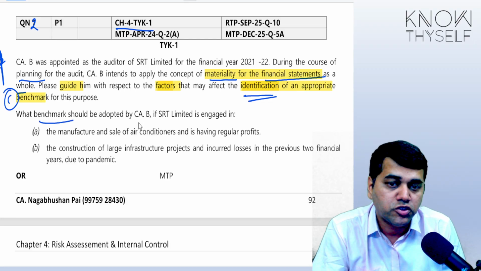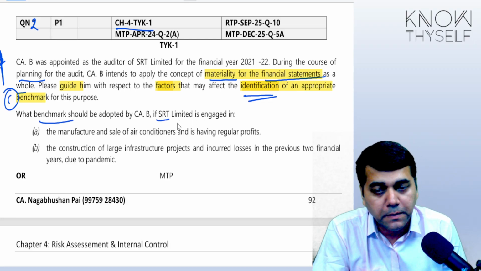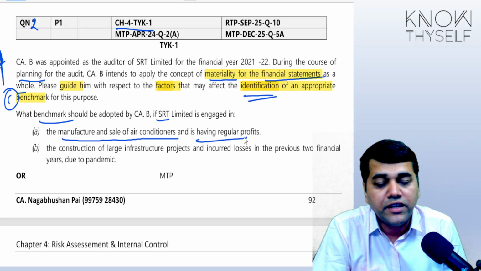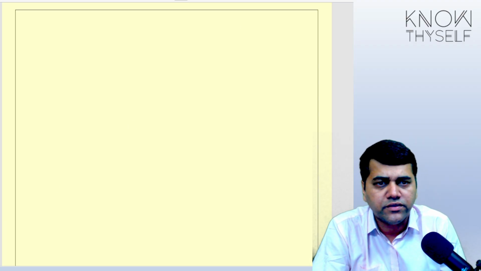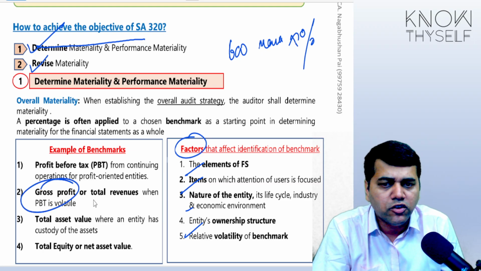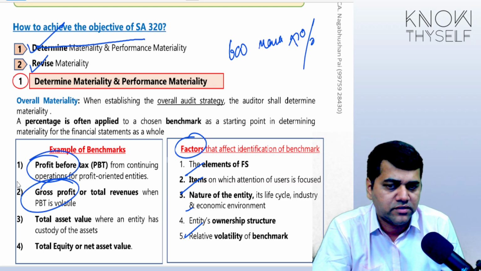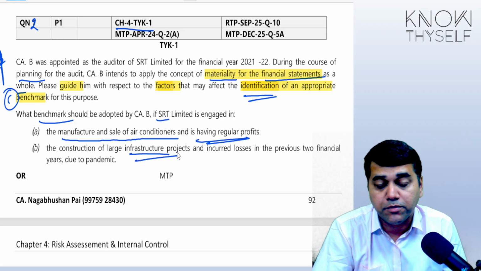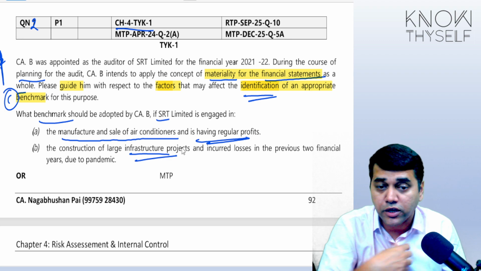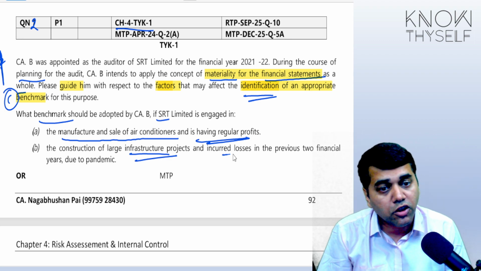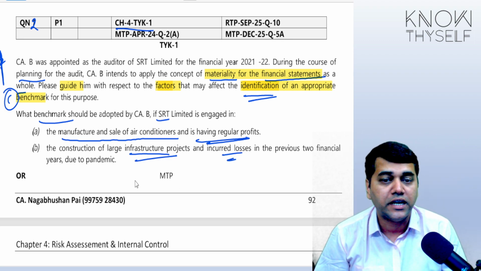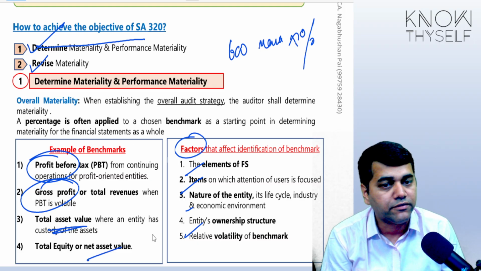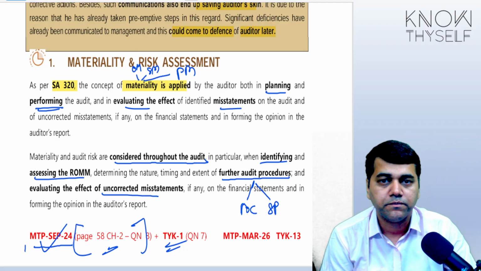Second, what benchmark should be adopted if the client is engaged in the manufacture and sale of air conditioners having regular profits? Then you can take total profits. See, if I go here, I can take gross profits, because you have profit before tax. Second, the construction of large infrastructure projects. See, in case of an infrastructure project, you may not have regular profit and may have incurred losses also in the financial year due to the pandemic. Then you can go with the other basis, like for example total asset value, net value. So you can choose accordingly.